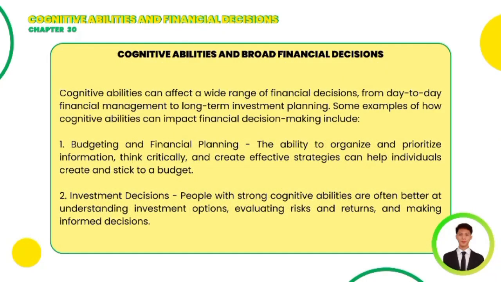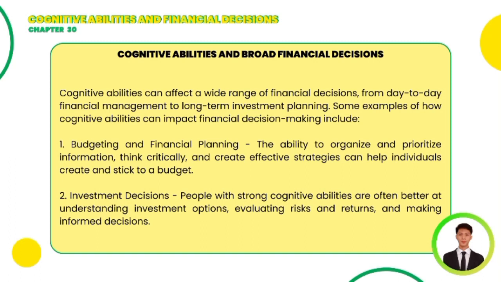Now, moving forward with cognitive abilities and broad financial decisions. Cognitive abilities can affect a wide range of financial decisions, from day-to-day financial management to long-term investment planning. Some examples of how cognitive abilities can impact financial decision-making include budgeting and financial planning, investment decisions, retirement planning, and of course, avoiding financial scams. For budgeting and financial planning, the ability to organize and prioritize information, think critically, and create effective strategies can help individuals stick to a budget.